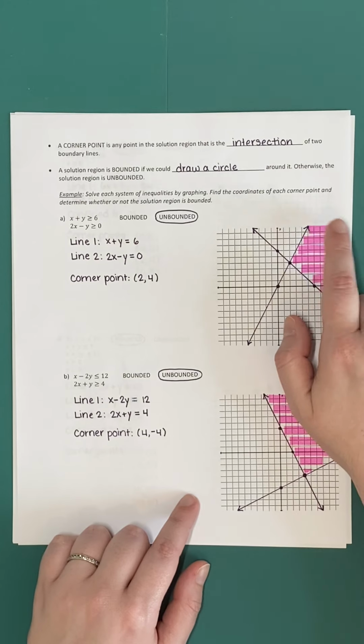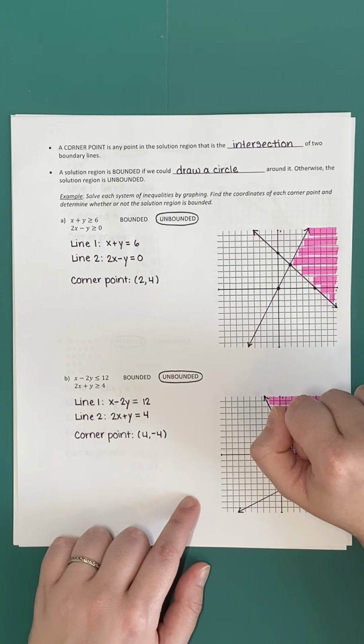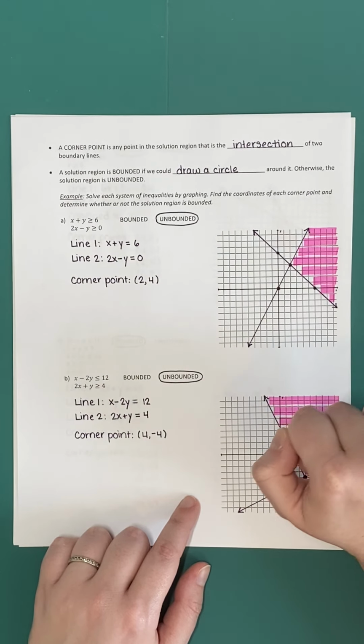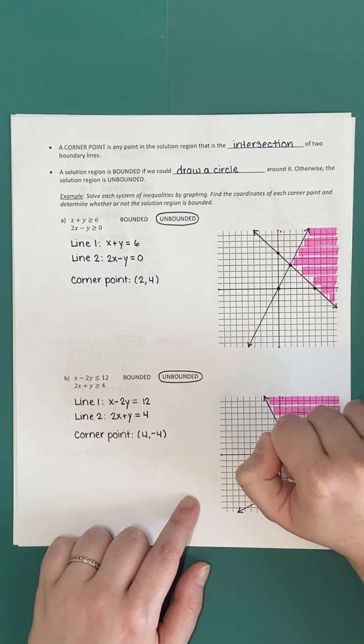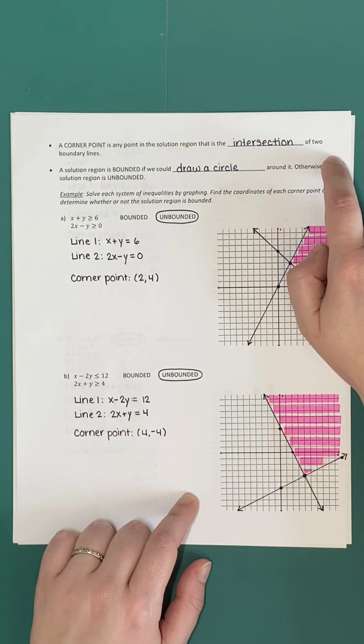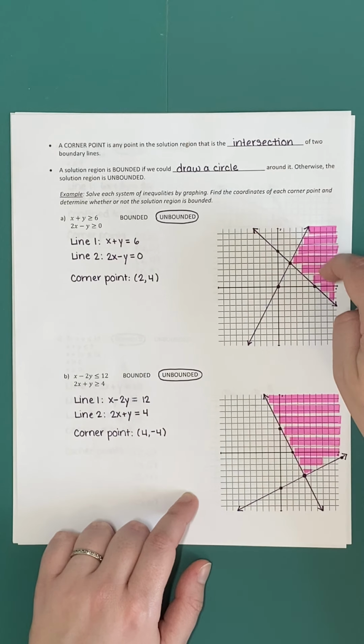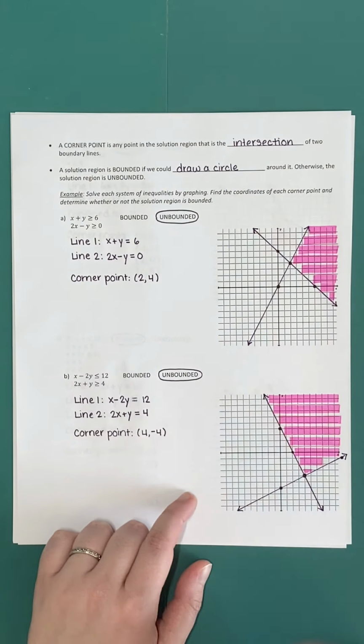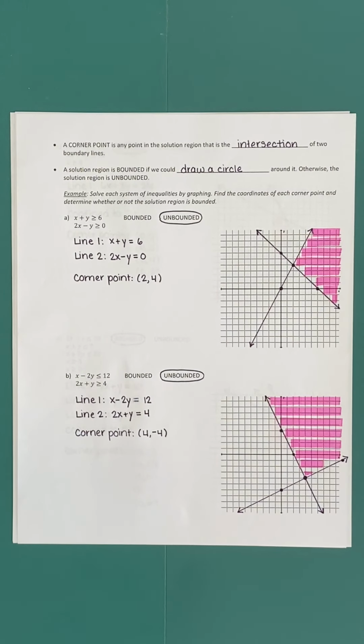Now notice it looks finite just based on what we have drawn right here, but this is just one small snippet of the coordinate plane. It's not the entire coordinate plane. So we have to keep in mind that our graph continues up and to the right, and also down, outward, forever and ever. So this particular solution region is actually unbounded. We could not draw a finite sized circle around this region to enclose it all. So we would say that this solution region is unbounded.